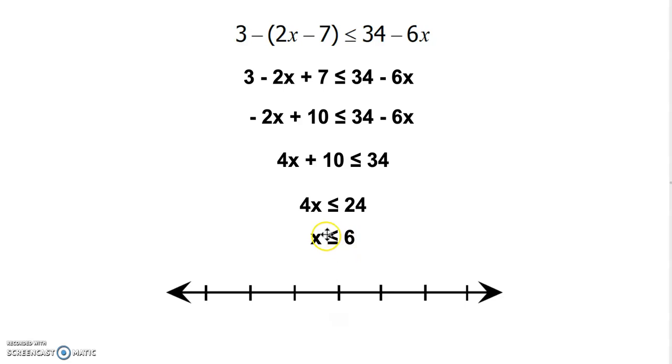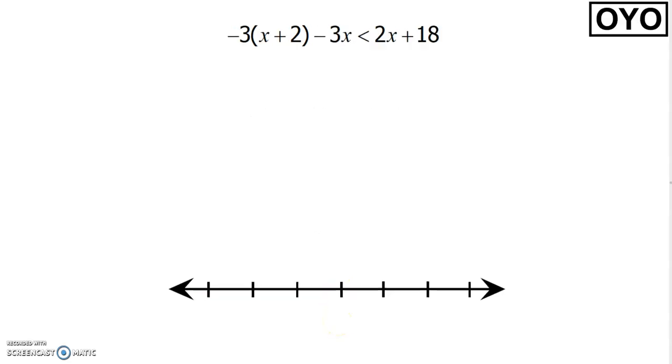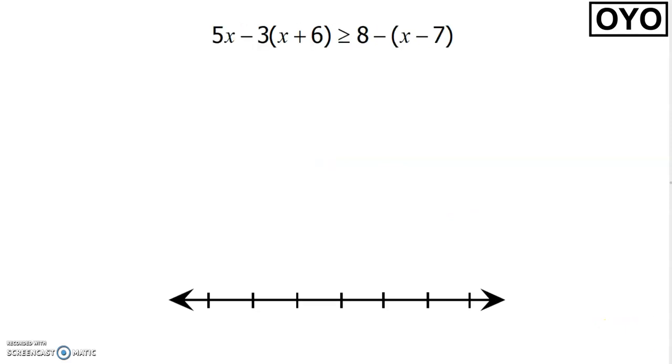This time x can be 6 because x is less than or equal to 6. So when we graph the solution, at 6 we'll have a closed circle. That circle will be shaded in because we know 6 can be a solution. The next 2 problems are on your own problems. Make sure you're distributing that negative correctly and graphing the solution. And same with this one.